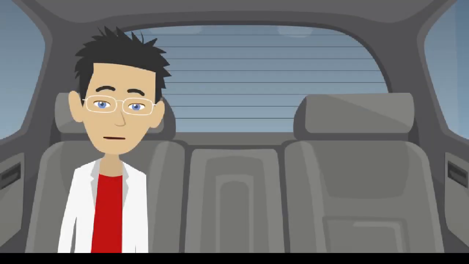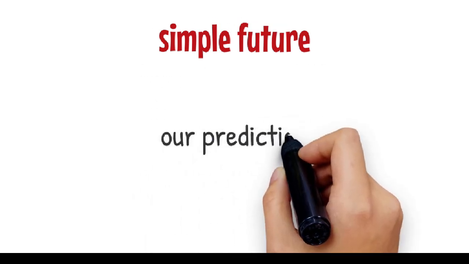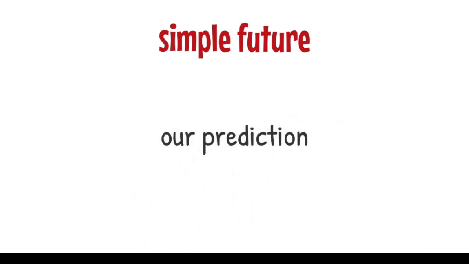Okay, we learned how to build a sentence in simple future tense. Now let's find out when we actually need to use it. Simple future is often used to express what we think will happen in the future. Because we can never know what will actually happen, right? So, we only show what we think will happen in the future. We show our prediction of the future.